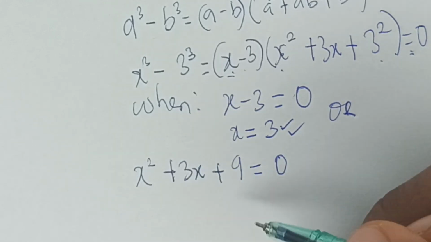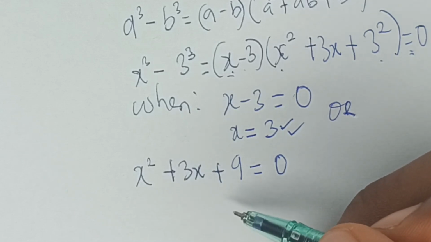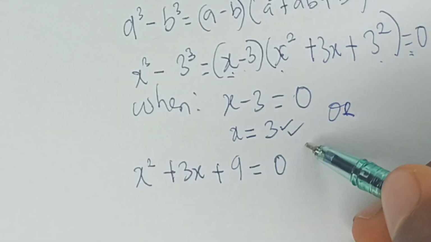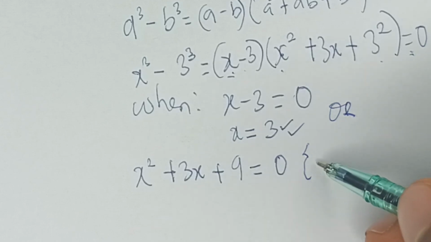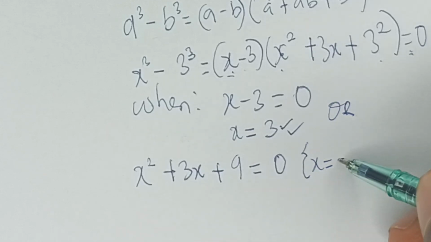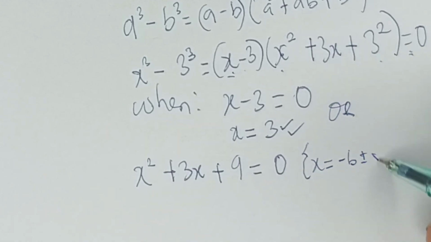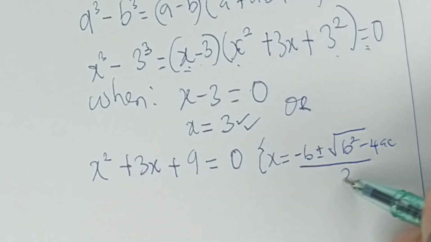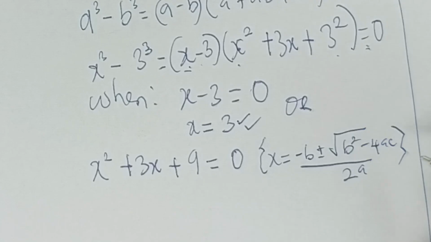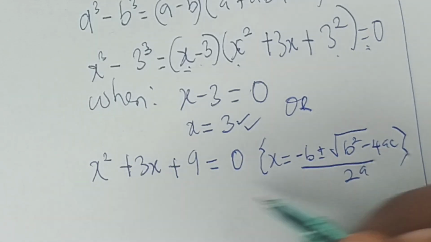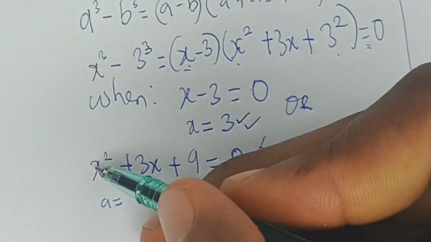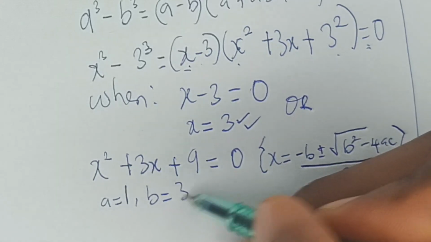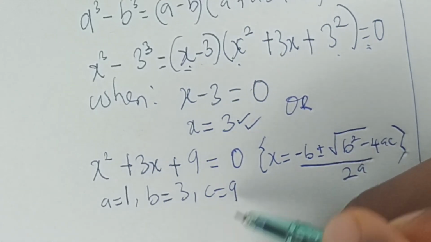Now this is a quadratic equation, and let's solve this quickly using the quadratic formula. And what does this state? The quadratic formula states that the value for x in this question will be equal to minus b plus or minus the square root of b squared minus 4ac, all over 2a. Now, from here, we have that a is equal to the coefficient of x squared, which is 1, b is equal to 3, c is equal to 9.